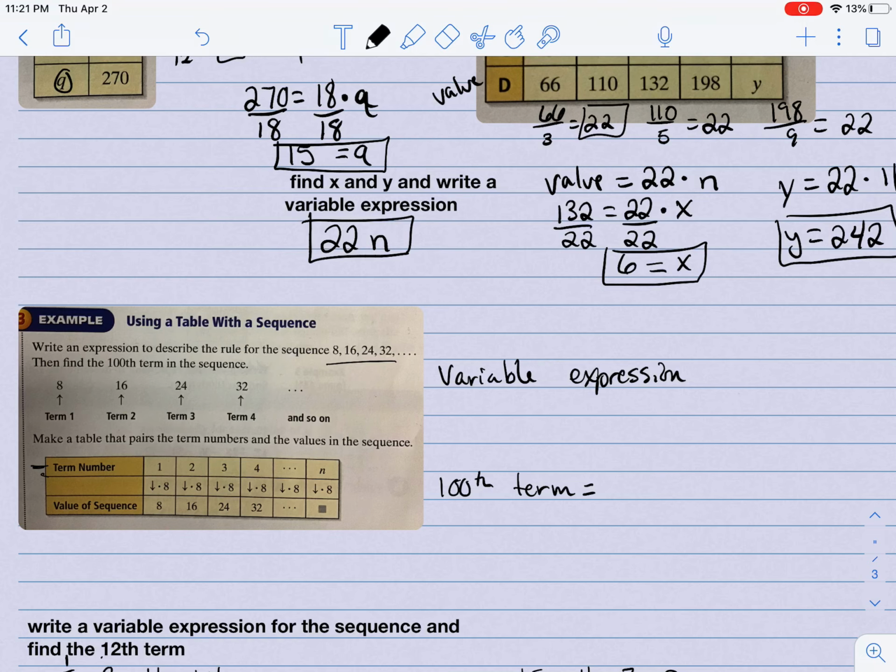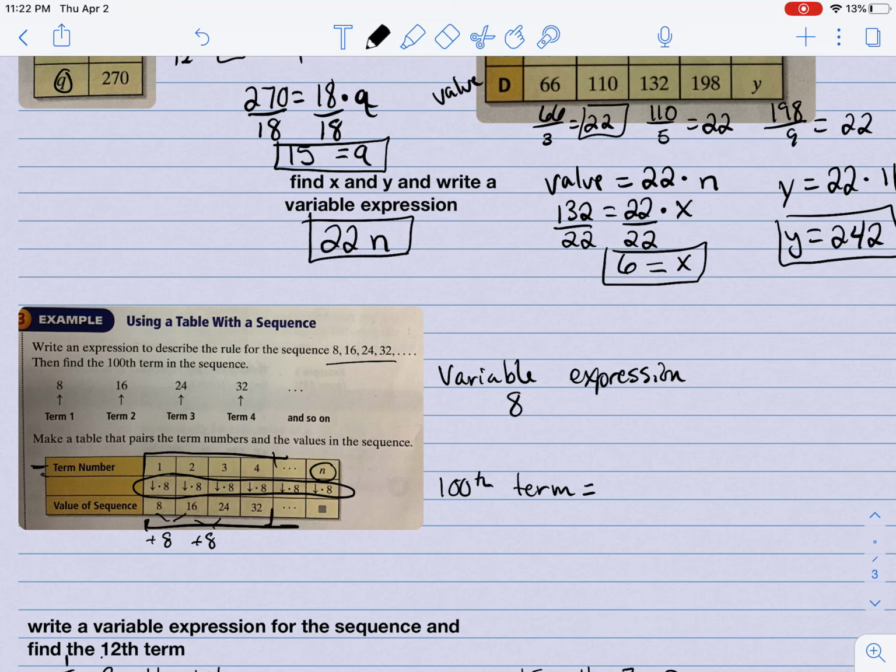And so the table they've already set up, so they've put each one of our values already in the table here. And then the term number is just 1 through 4, and then would carry on to n. They use n to represent the term number when we're not given the specific number. Okay, so it shows right here, this is the number that they continue to increase by, or you're adding 8 to each one here, plus 8, plus 8. So what you're doing is multiplying that term number by 8.